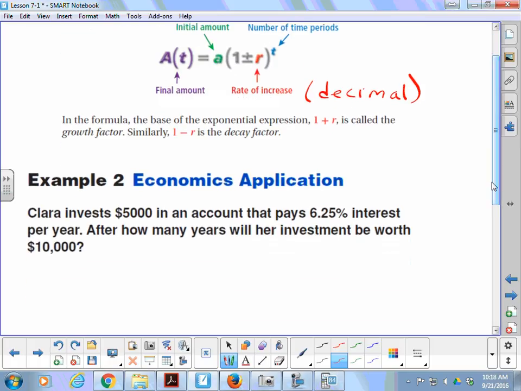All right, so we've got our friend Clara here. She invests $5,000 in an account that pays 6.25% interest per year. The question is, after how many years will her investment be worth $10,000? So the first thing we're always going to do is write the function.